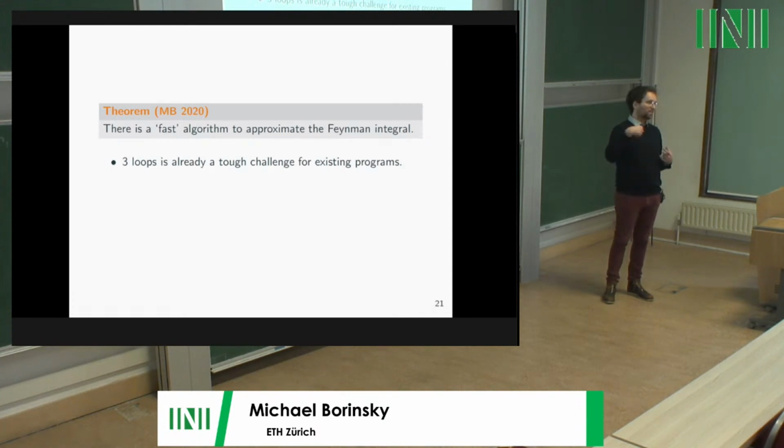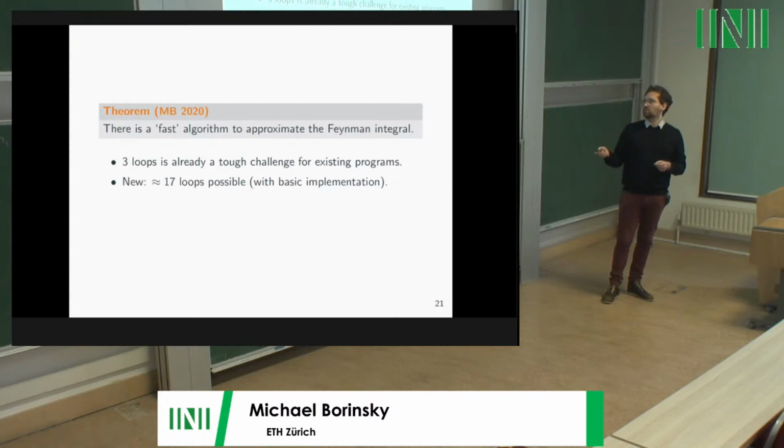And this is also the relevant field, because these 3 loops, or order 3 corrections, are actually needed for the interpretation of current day experiments. And this is where the current boundaries of the phenomenology is. With this new approach, with the tropical approach, you can go up to 17 loops quite easily with a basic implementation.